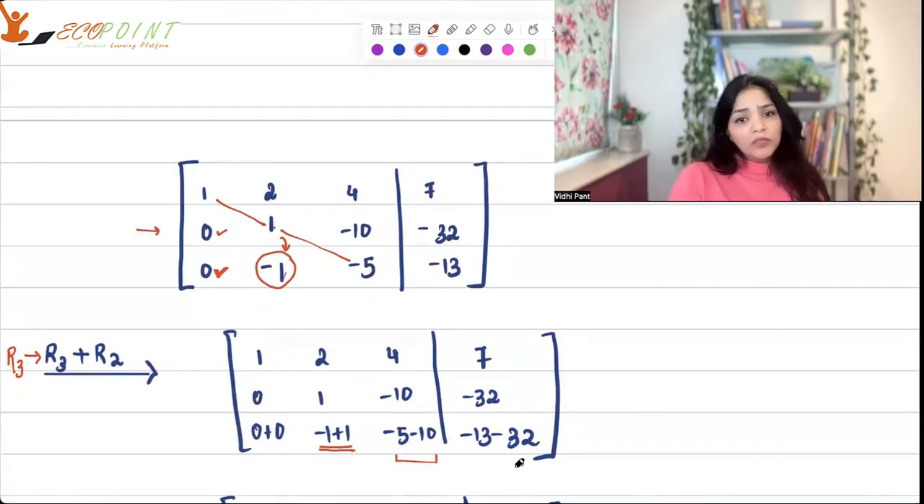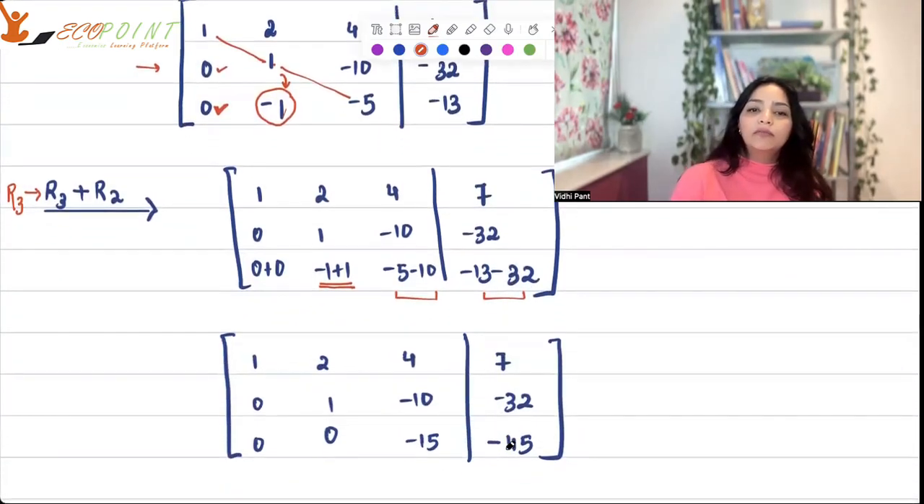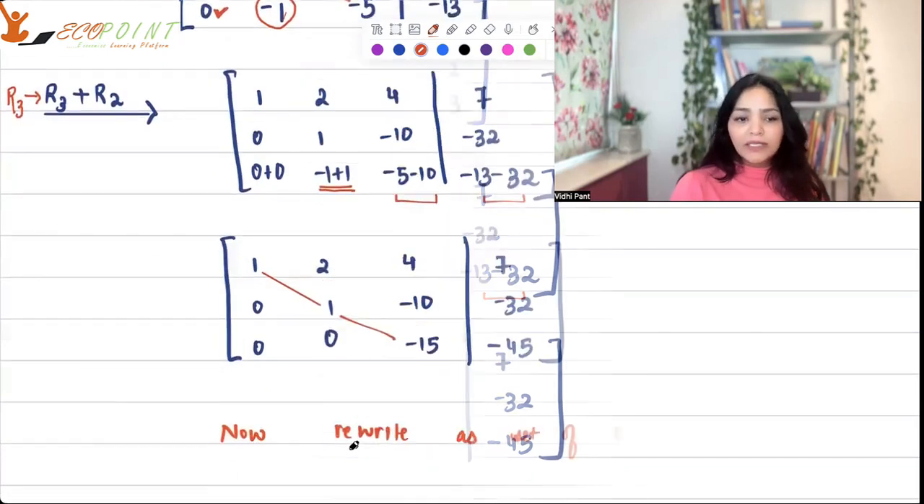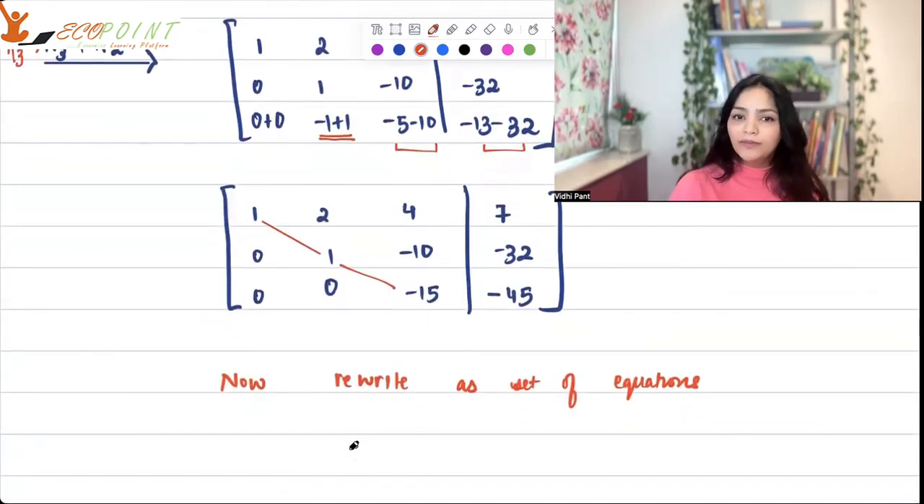But of course, it will make some changes here as well. So minus 5, minus 10, minus 13, minus 32. And this in turn will give me a matrix that looks like this. Now in this matrix, I have zeros here. Now ask yourself why we must have done this. For a very simple reason: now it will be very easy for me to visualize the system of equations and find out the values of the variables. So if you start rewriting these as a set of equations, look at the last row, okay?